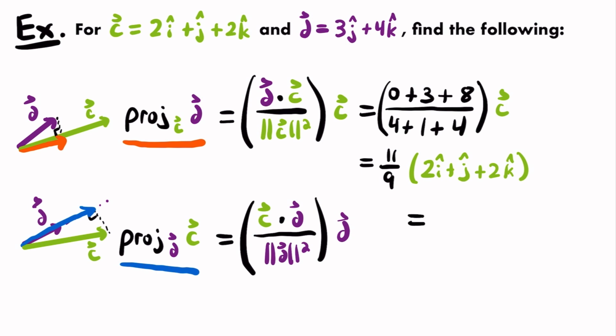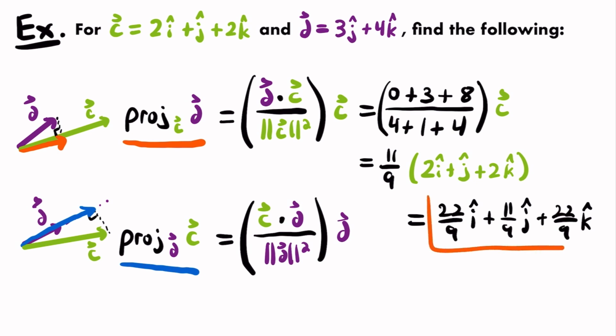And that will give us a final answer of a projection vector represented by 22 ninths times i plus 11 ninths times j plus 22 ninths times k, right? 11 times 2 is 22, so we have 22 ninths. 11 ninths times 1 is 11 ninths, and 11 ninths times 2, once again, is 22 ninths.